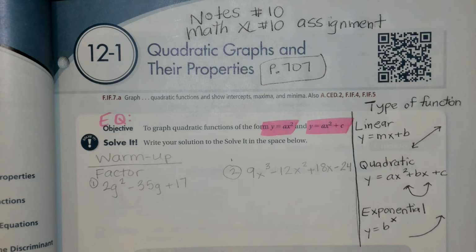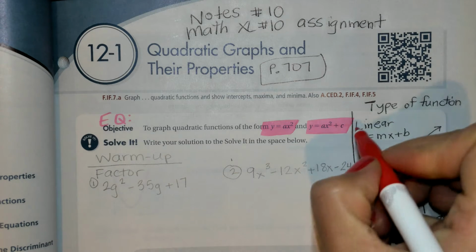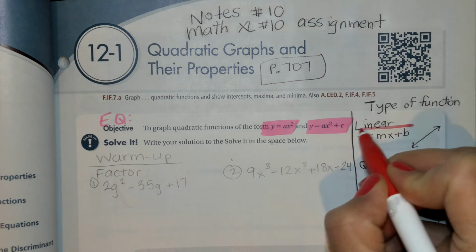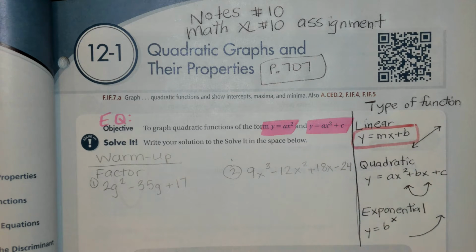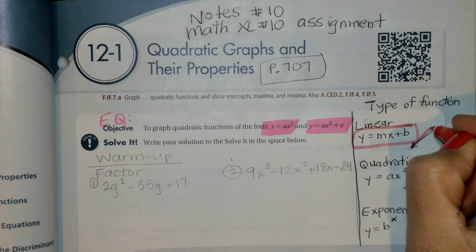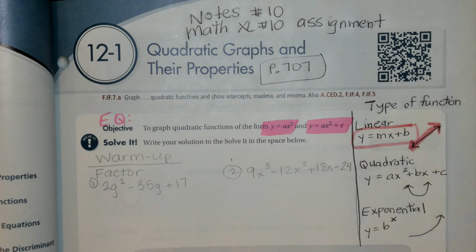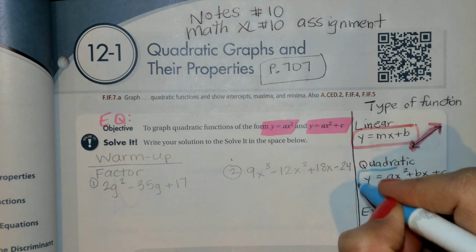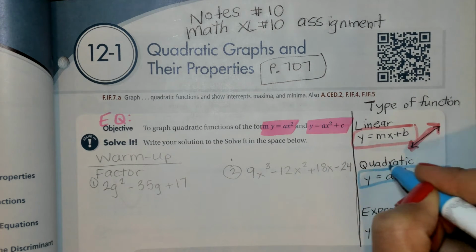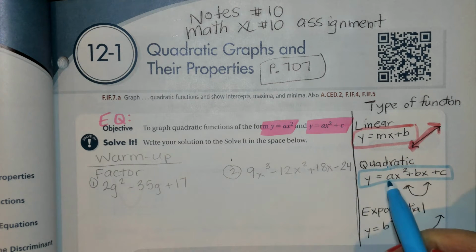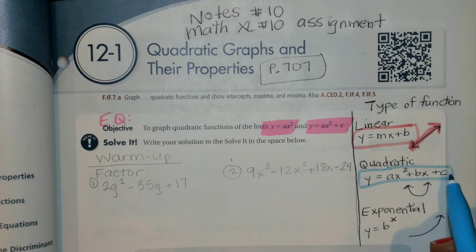I want you guys to know, and on Math Excel, there is a question about this, about the different types of function. There are linear, y equals mx plus b. Notice that the x is to the first power. That's how you know it's linear. And then the graph of it would be a line. Then we've got quadratic, which is what we've been dealing with. X to the second power. Y equals ax squared plus bx plus c.